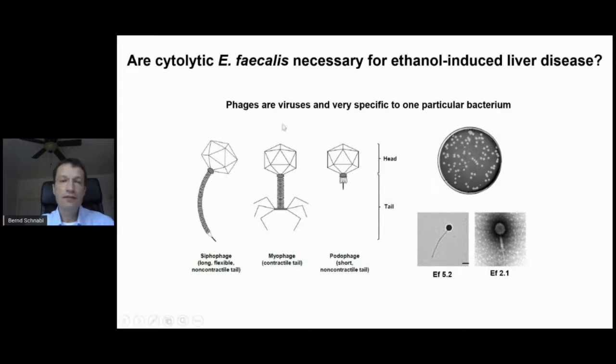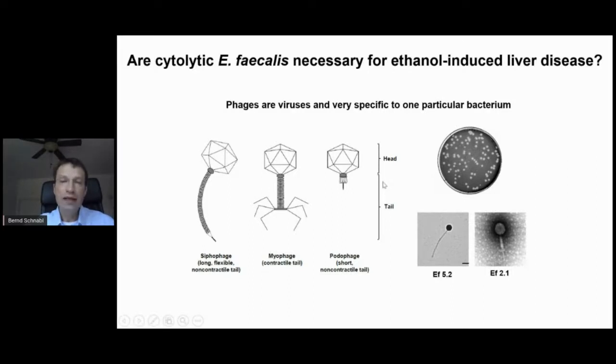You can see various forms of phages. They all have a head and a tail. With this tail, they can inject their DNA into the bacteria. Inside the bacteria, these phages can replicate. They can make enzymes to destroy the bacteria. The bacteria will be dead subsequently, but the phages have been replicated inside the bacteria, and they are now released to the outside where they can infect more bacteria and kill more bacteria.